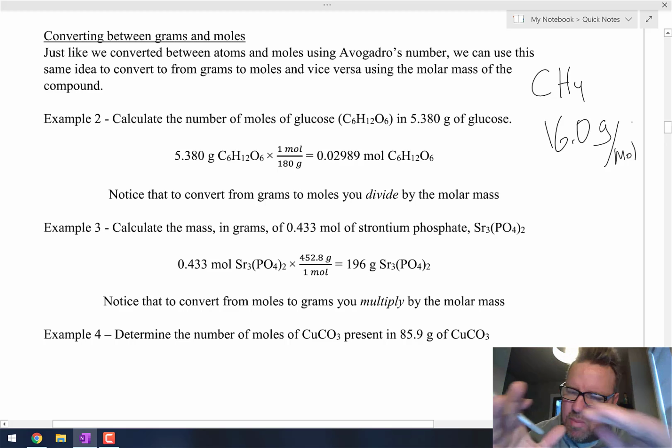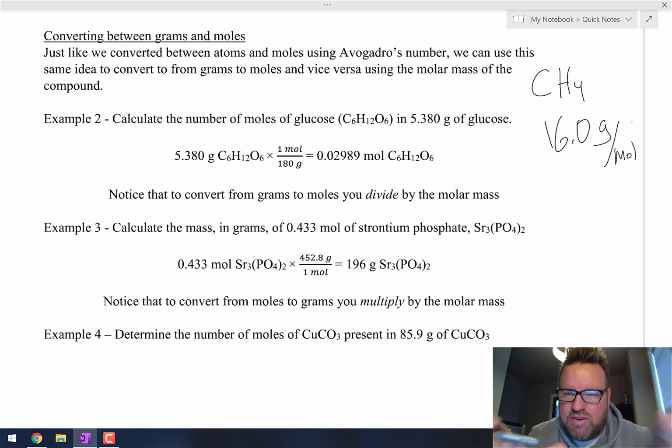And remember, that's 16 grams per mole. Okay, and again, let's go back to the whole dozen thing. That's like 16 grams per dozen. That means every dozen weighs 16 grams. Okay, but remember, a mole isn't a dozen. A mole is 6.02 times 10 to the 23rd.